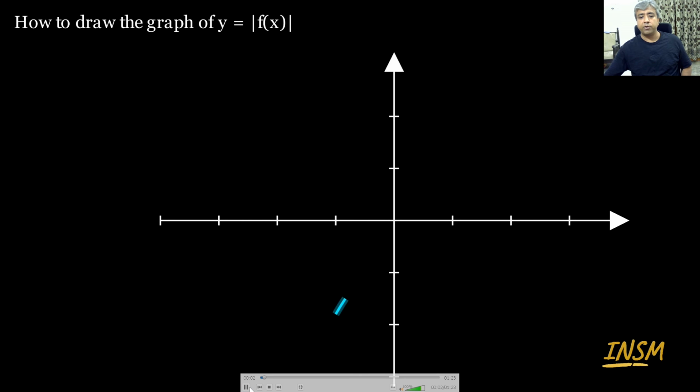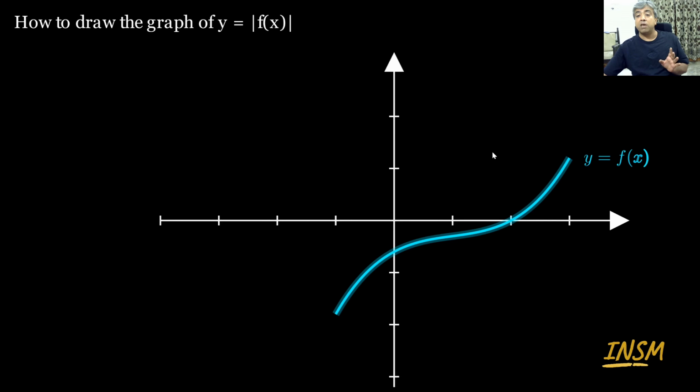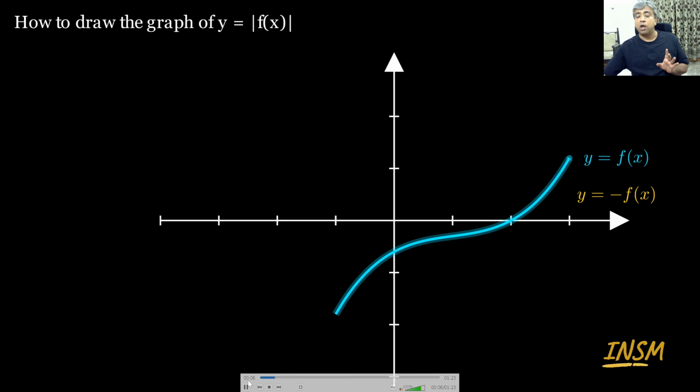So first we draw a normal graph of some general y equal to fx. Suppose this is your y equal to fx. Now for drawing y equal to mod fx, we should also know the behavior of y equal to minus fx. So once you know y equal to fx, now y equal to minus fx will come when you multiply each of the terms of fx with minus 1.